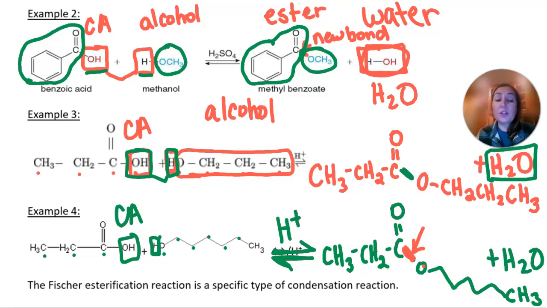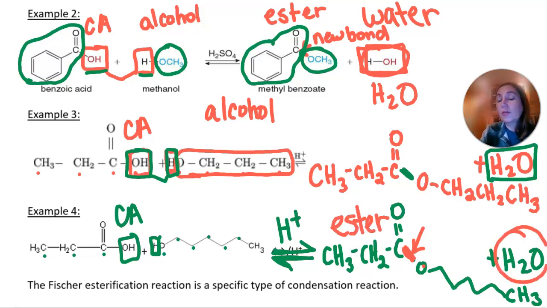So again, this Fischer esterification is a specific type of condensation reaction. We're taking two small molecules, our carboxylic acid and our alcohol. We're making an ester and water. So our ester is our larger organic molecule, plus water.